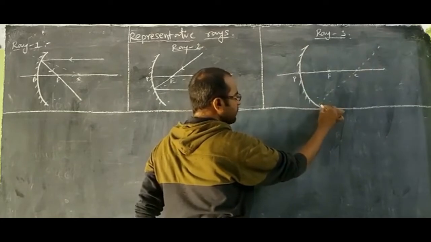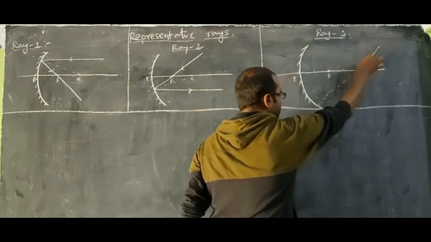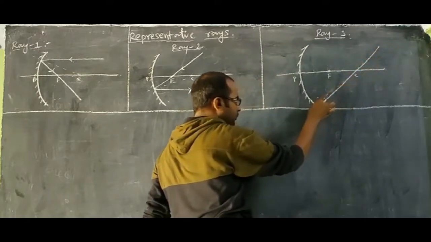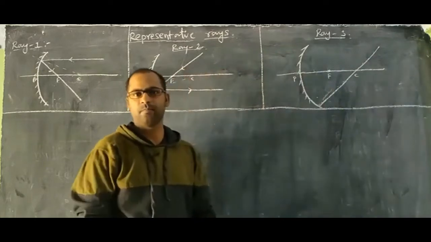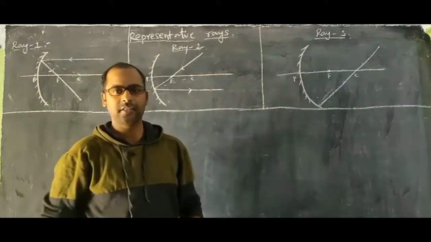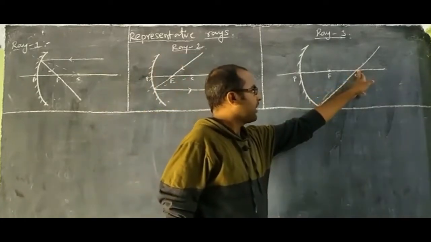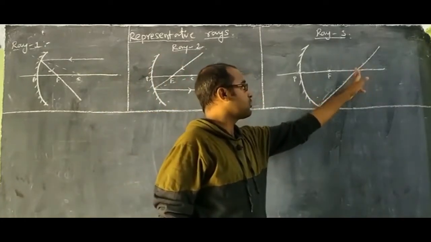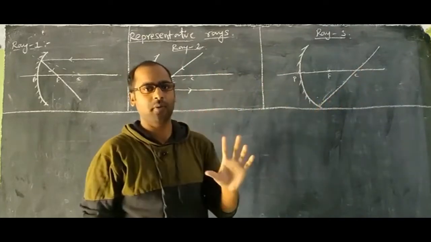Now look at this. Here the ray is passing through the center of curvature. That means a line drawn from the center of curvature to any point on the mirror acts as a normal. As per our knowledge, when a line is drawn from the center of curvature to any point on the mirror, that acts as a normal.